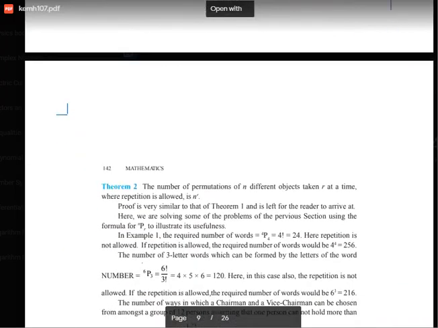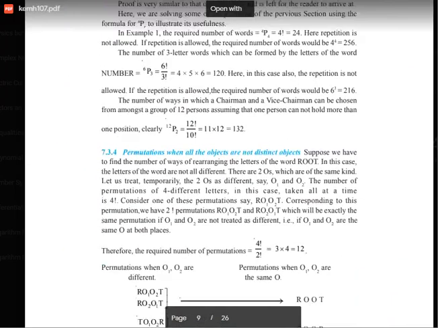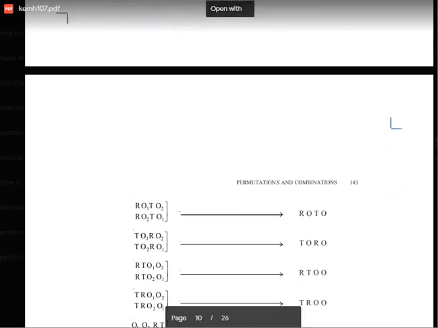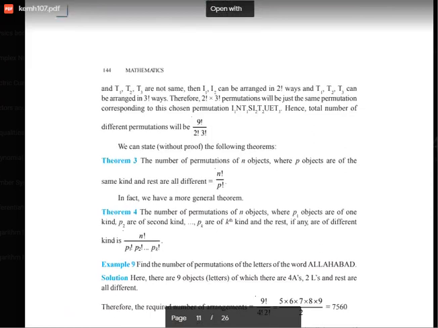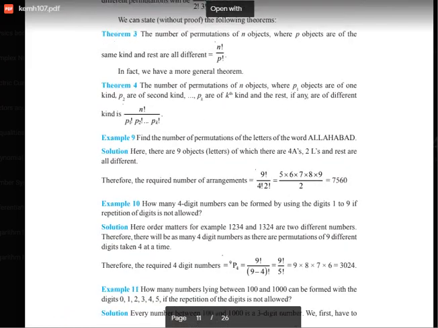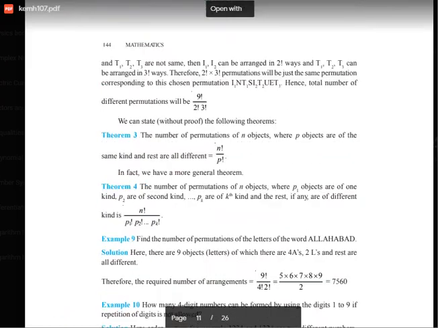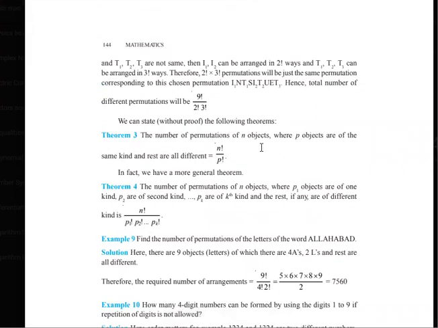So this is the special case that I was talking about. Now let's see this problem. Again, this is based on special case 1. Find the number of permutations of the letters of the word Allahabad.